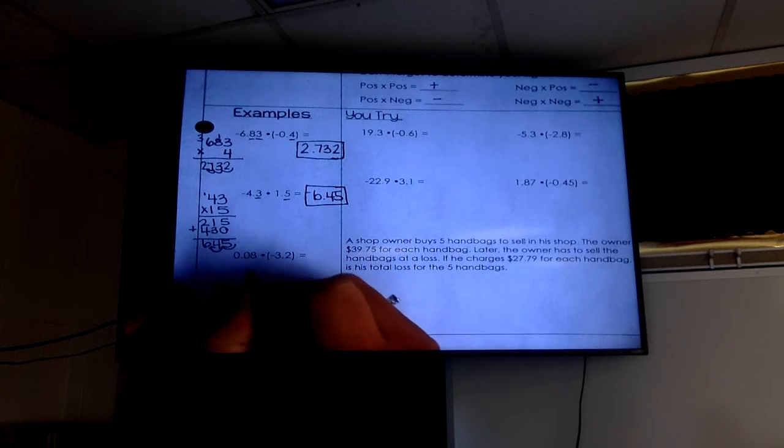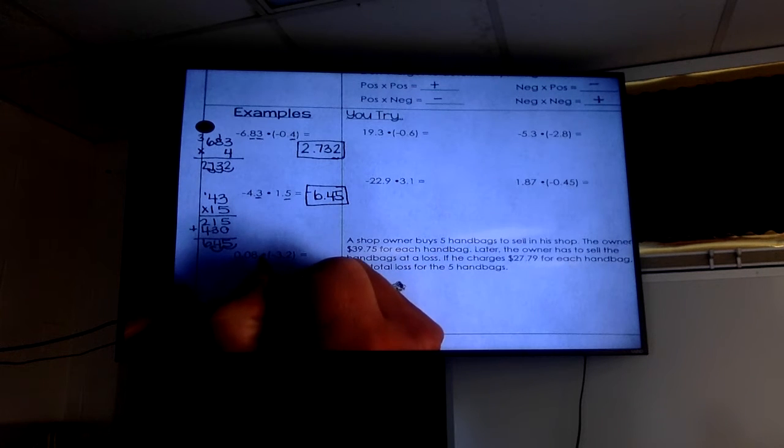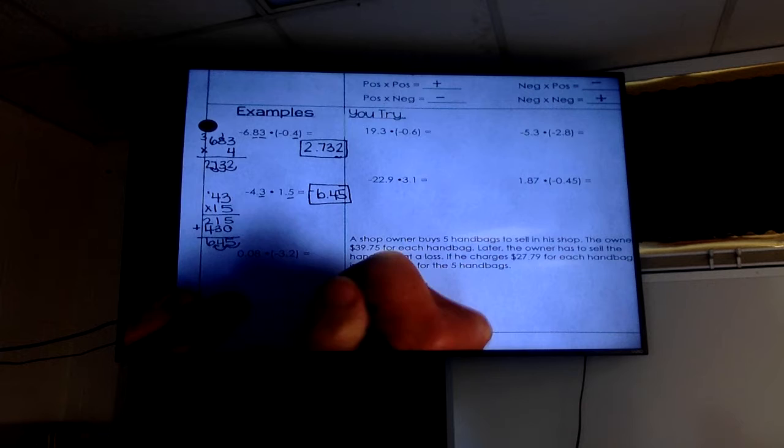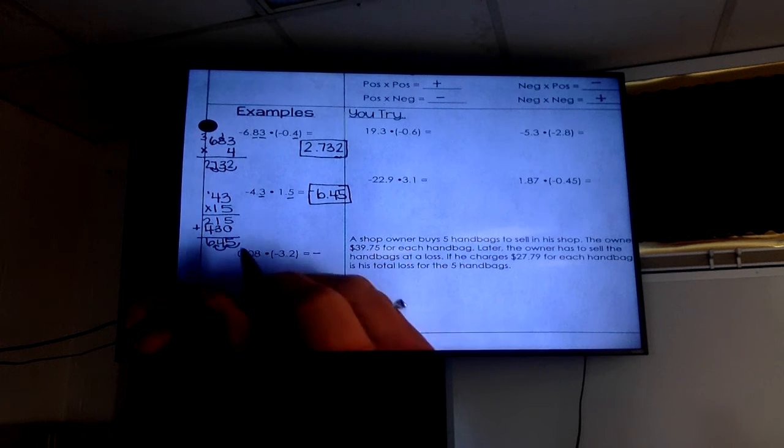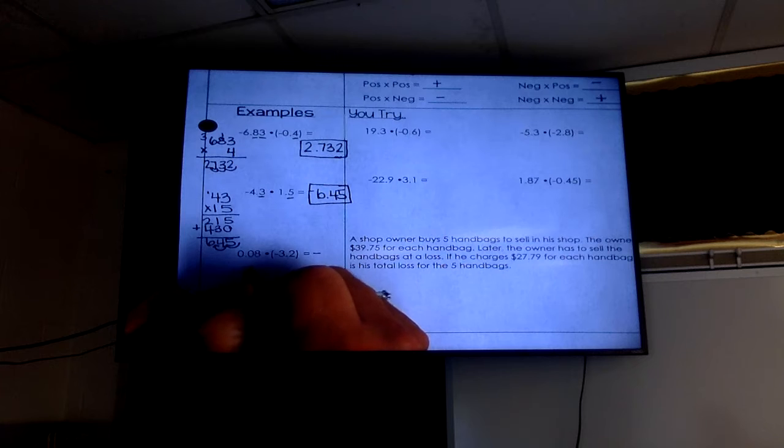Let's try it one more time. So I have 8 hundredths times negative 3 and 2 tenths. A positive times a negative is a negative. I'm going to rewrite the problem. So I have 32 times 8.